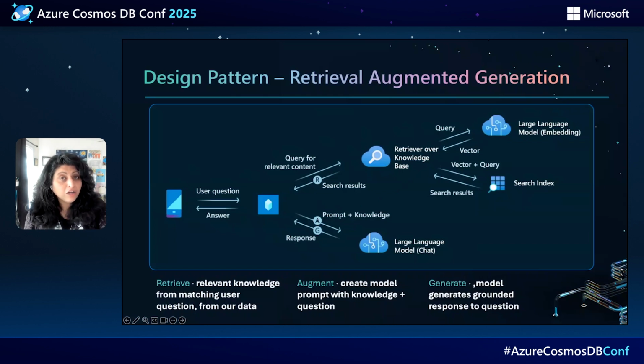We then augment that original question to create an enhanced model prompt that contains the question as well as this retrieved knowledge, along with instructions, which we then feed to the large language model, allowing it to generate the response, which magically is now grounded in that data.